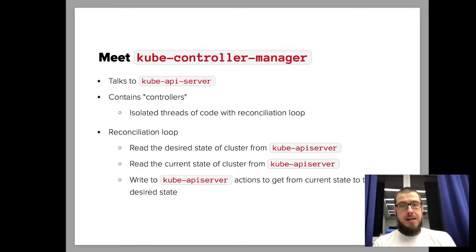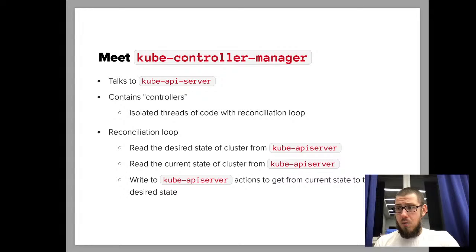So what does the reconciliation loop do? First of all, it has to read the desired state of the cluster from kube API server. Second, it should read the current state of the cluster from kube API server. And step number 3, write to kube API server actions to get from the current state to the desired state. When looking at it, it's a rather easy and not very complicated task, but there are a lot of controllers, and each component of the cluster, each object you create in the cluster, has a corresponding controller which does what it needs to do to bring the cluster to the desired state.